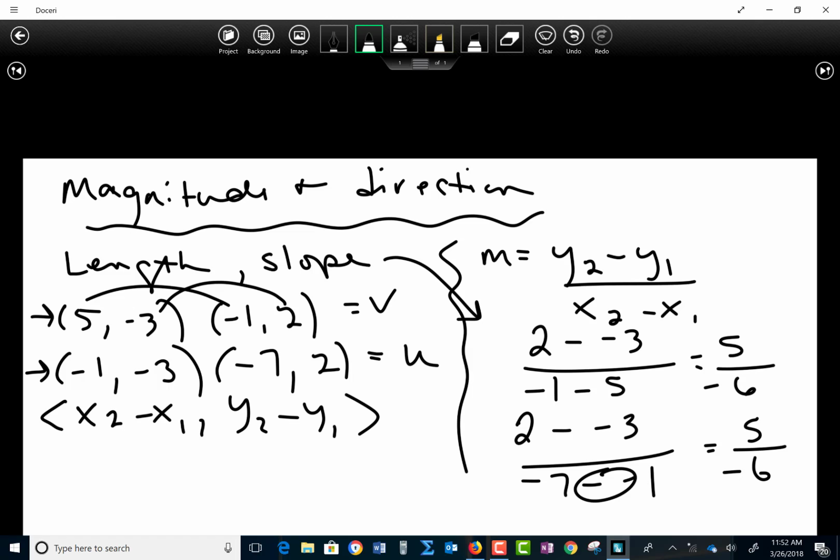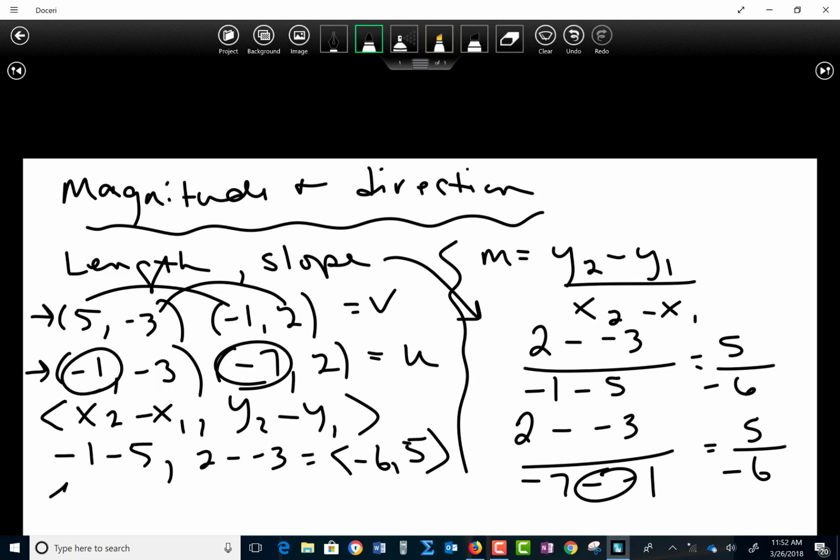So if I'm trying to verify the position, I take the second x, which is -1 minus 5, and the second y, which is 2 minus 3. And so this position vector would be -6, 5. So that's the first position vector. The second one would be -1 minus 7, which will be -6, and 2 minus 3, which would be 5.